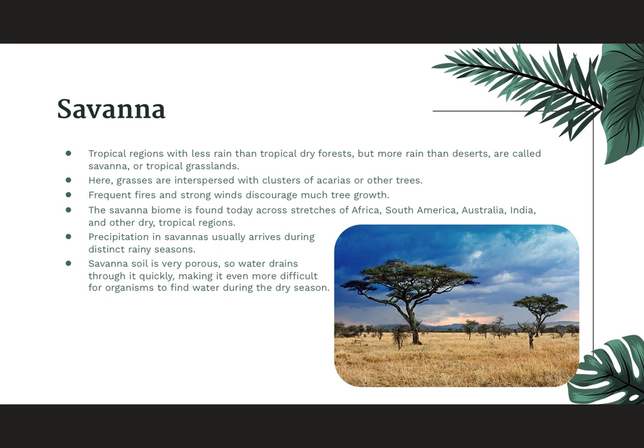So the savanna biome is found today across stretches of Africa, South America, Australia, India, and other dry tropical regions. Precipitation in savannas usually arrives during the distinct rainy season. The savanna soil is very porous, so water drains through it quickly. So that's a key word here. When you hear the word porous, that simply means the water is able to flow through very quickly. This makes it more difficult for organisms to find water during the dry season. So, for instance, when it rains, you'll have a lot of flash flooding in these areas, but the water is absorbed in the soil very quickly. So the water is on the ground for not that long before it is absorbed.